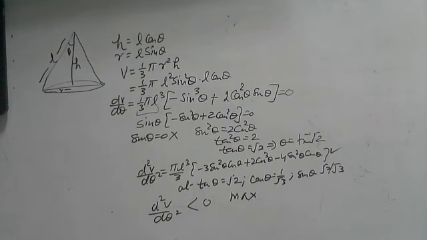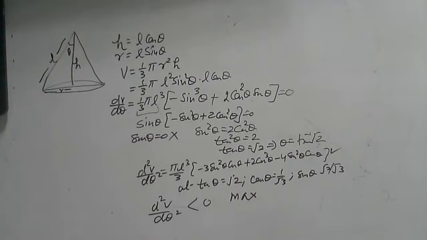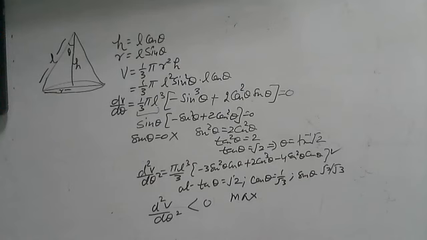So this way, you can try various questions related to maxima and minima. One more question is there, which is very, very important. That is, show that the volume of the largest cone that can be inscribed in a sphere of radius r is 8/27 of the volume of the sphere. It is just something like the question we have just discussed, like a cylinder inscribed in a sphere. So just try the questions.